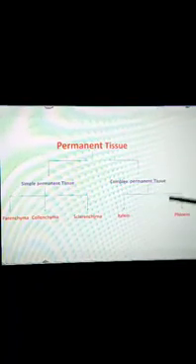Permanent tissue, which is non-dividing tissue, is mainly divided into two types. One is simple permanent tissue and the other is complex permanent tissue. Parenchyma, collenchyma and sclerenchyma are the examples of simple permanent tissue, while xylem and phloem are the examples of complex permanent tissue. In this video, we will discuss the simple permanent tissue.